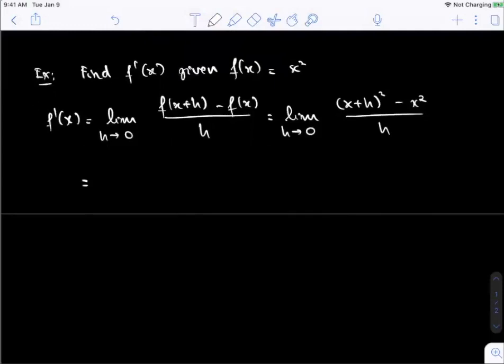So this is what you have, the limit as h approaches 0 of (x plus h) squared minus x squared over h. I'm going to expand (x plus h) squared, because once again, if you use direct substitution and let h equal 0, you're going to have 0 over 0. That's an indeterminate form. So you have to somehow eliminate h in the denominator. So here I expand (x plus h) squared. I have x squared plus 2xh plus h squared minus x squared, divided by h.